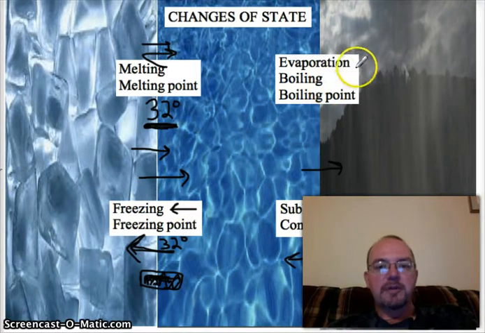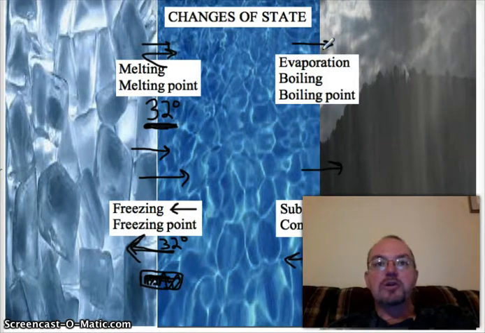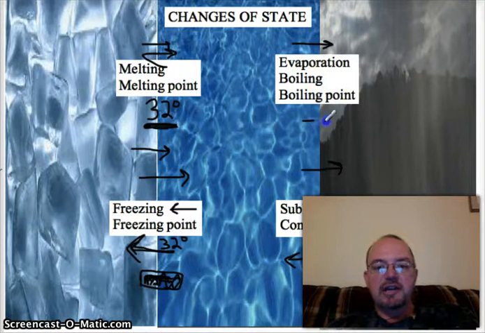Now let's talk a little bit about evaporation. You know that water turning into vapor is going to be called evaporation, and more specifically, it's going to be boiling. Boiling is the process in which liquid goes to a gas. Now boiling, we have a boiling point of water, which is 212 degrees.